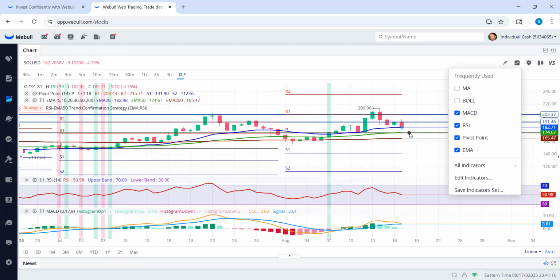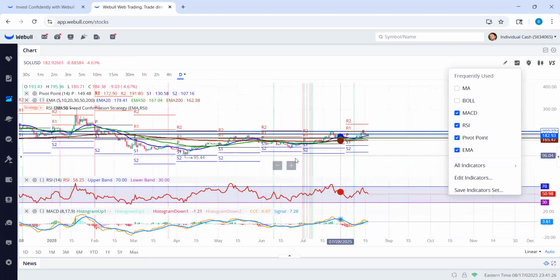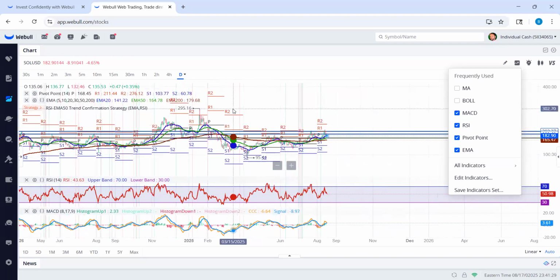I wouldn't go all in at once, but I would buy some right here. It's actually a really good price because you go back and look, at one point in time, it was at $304.